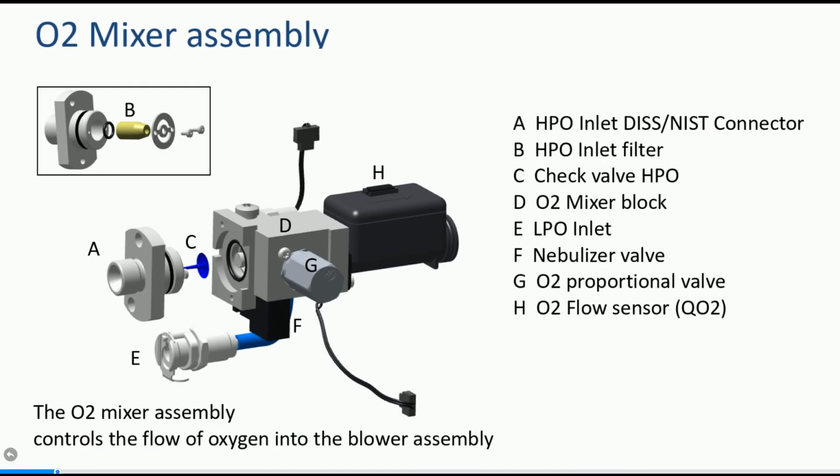The O2 mixer assembly that controls the flow of oxygen into the blower assembly consists of the HPO inlet for the DIS or NIST connector. Part of that is the inlet filter that needs to be replaced during annual preventive maintenance. Other components are the HPO check valve, the O2 mixer block, the LPO inlet, the O2 proportional valve, and the O2 flow sensor. In addition, you can see the nebulizer valve attached to the O2 mixer block, which we will talk about later on in this module.